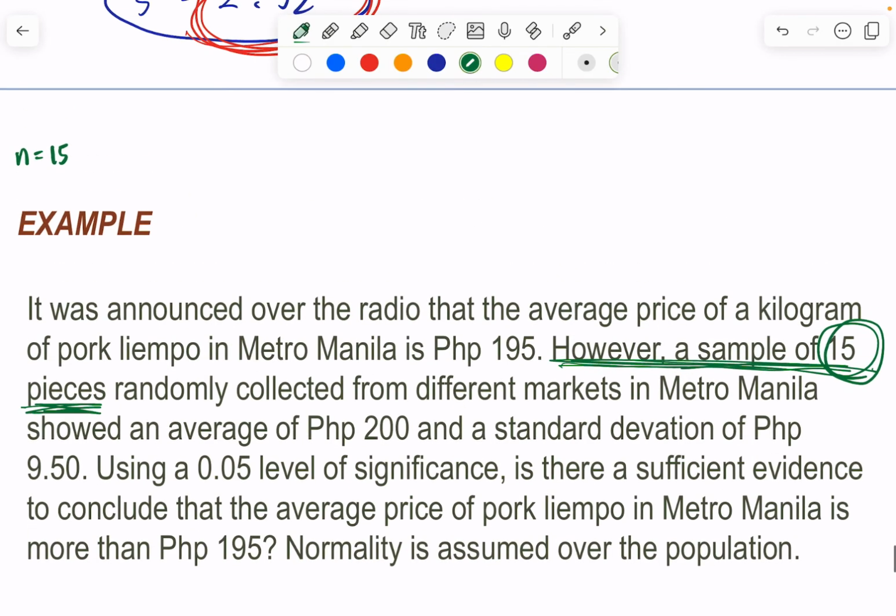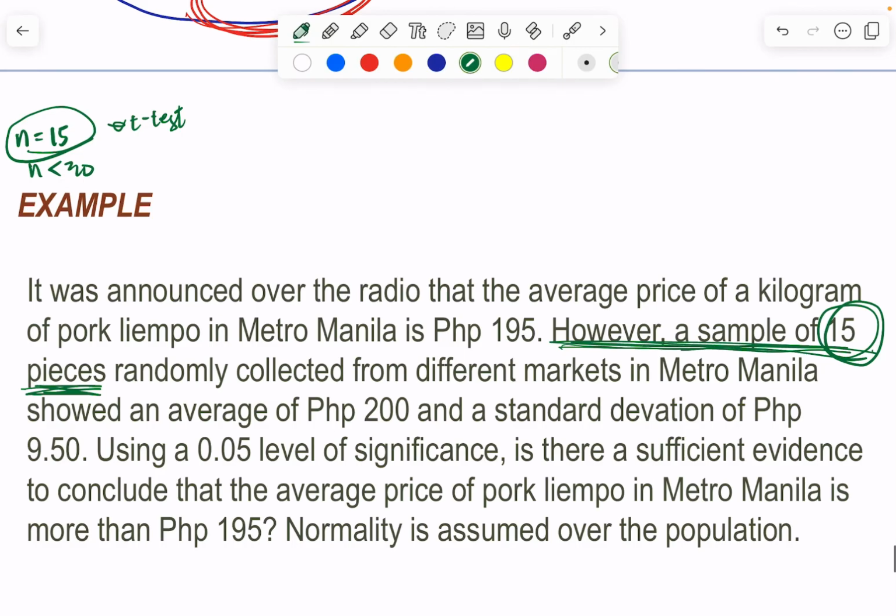So, unsa man nga test atong gamiton? Z-test or T-test? So, ang atong N is less than 30. That means ang atong gamiton kay T-test. So, kay T-test man, kabalo na ta, pwede na ta mo proceed.